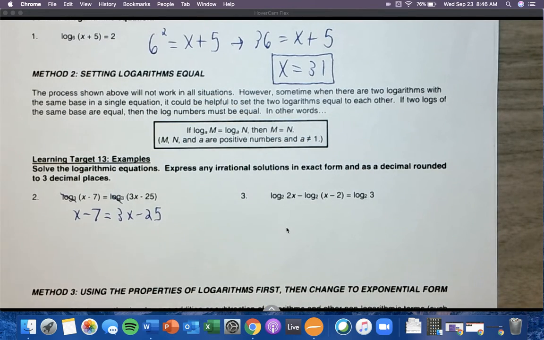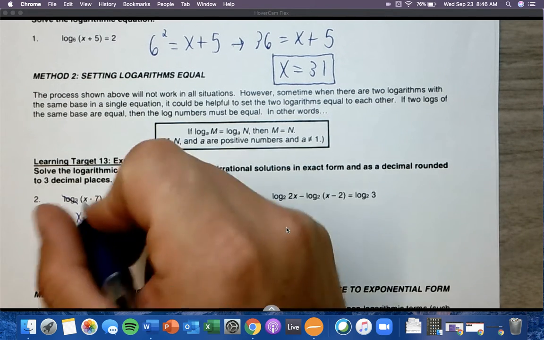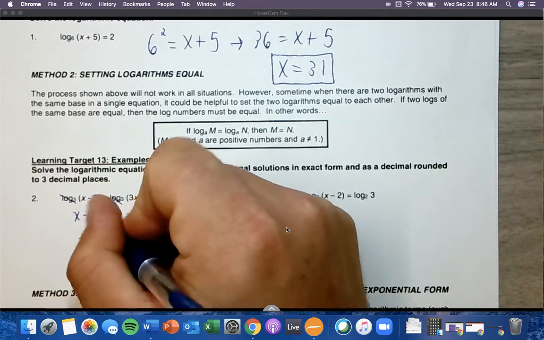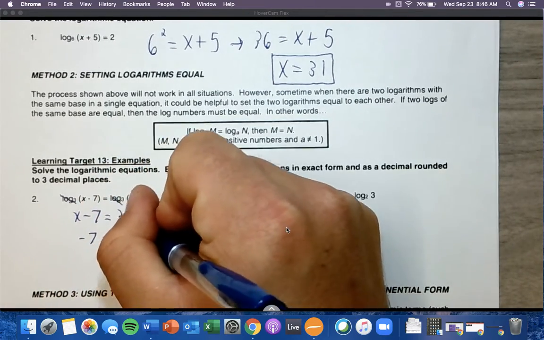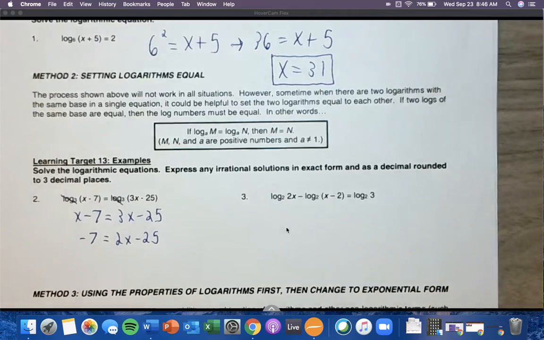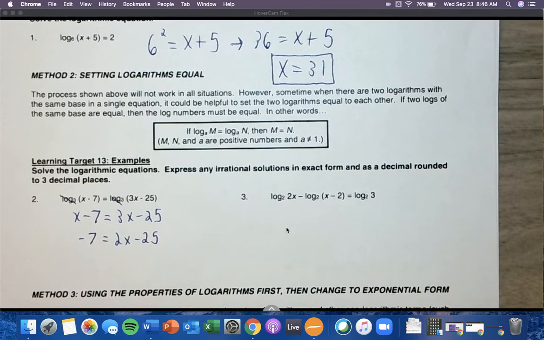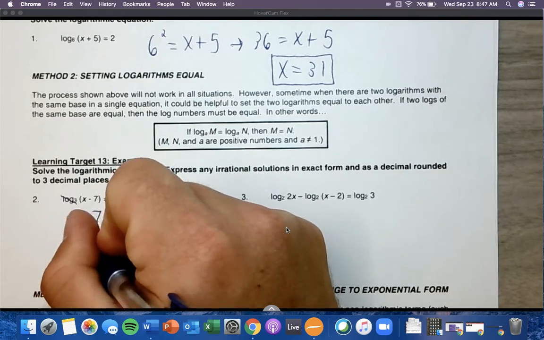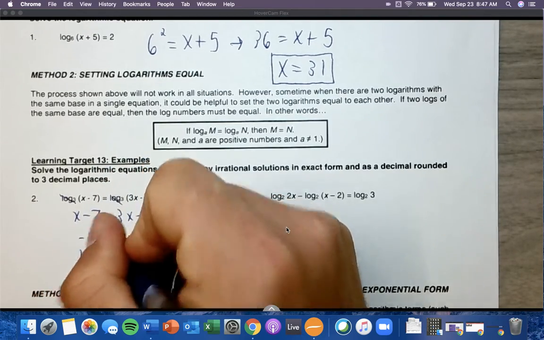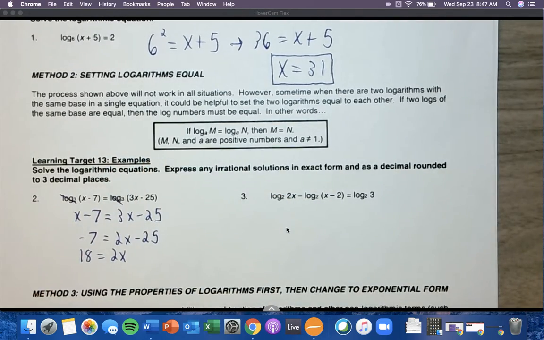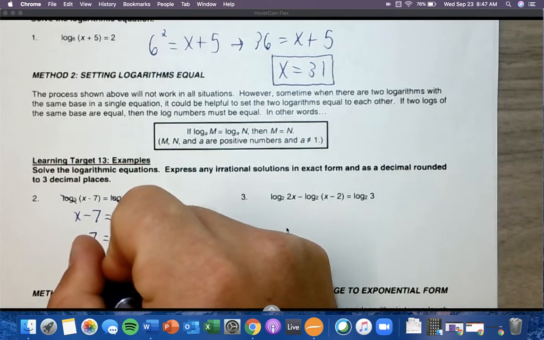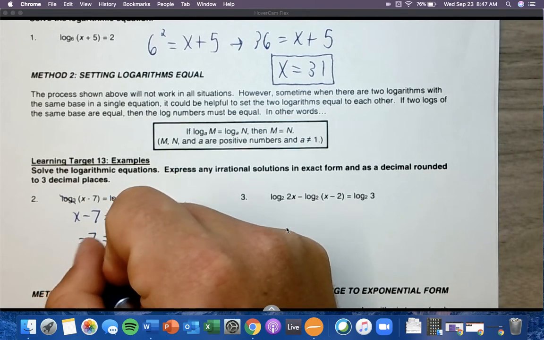Now this is just an algebraic equation that we can solve. We can subtract this x over, and we get negative 7 is equal to 2x minus 25. We can add the 25 over, and we get 18 is equal to 2x. We can divide by 2, and we get x equals 9.